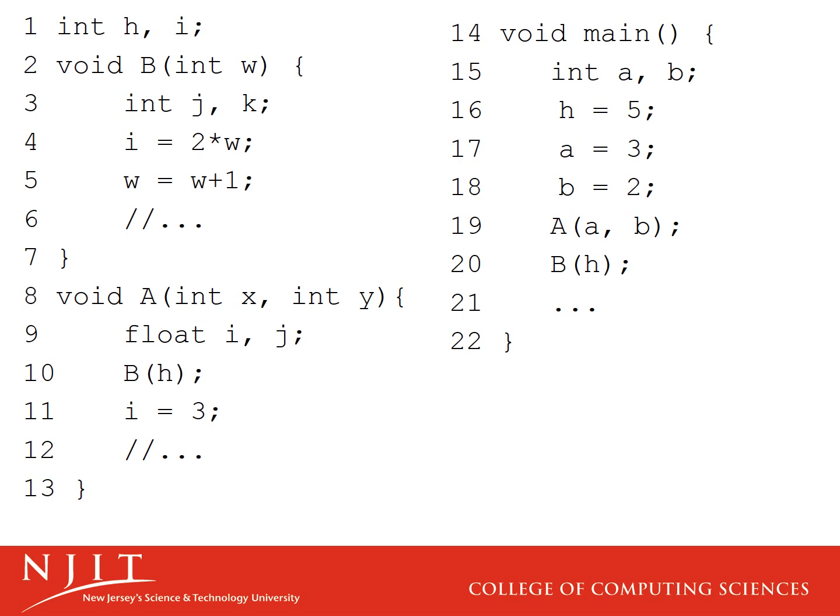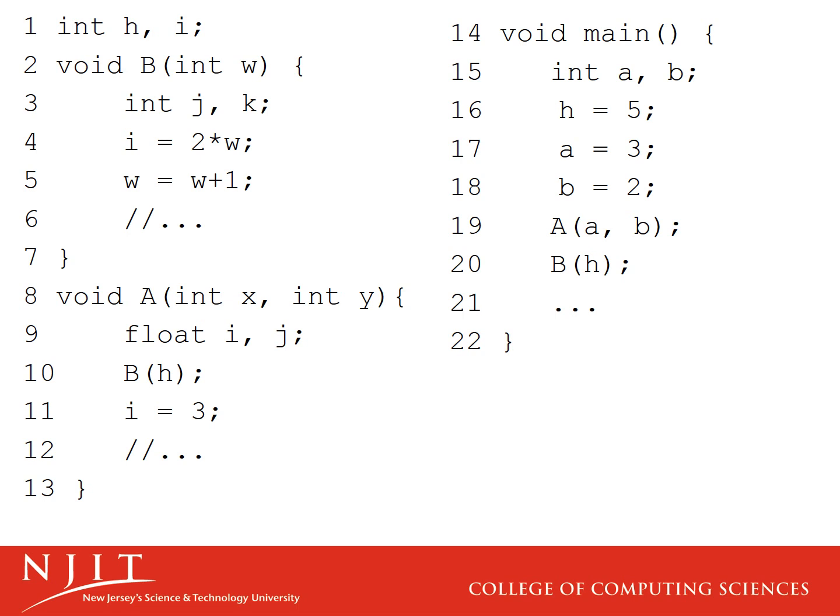I'm going to search first the local scope. Oh, there I found an i. So that's the i I mean. The i that's assigned to at line 11 is the i that is declared at line 9. The h that is used at line 10 is the h that's declared at line 1.